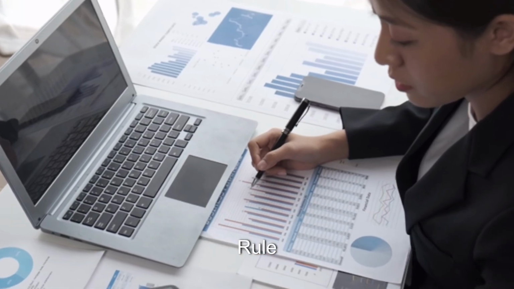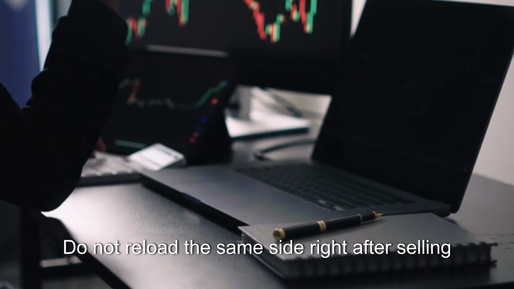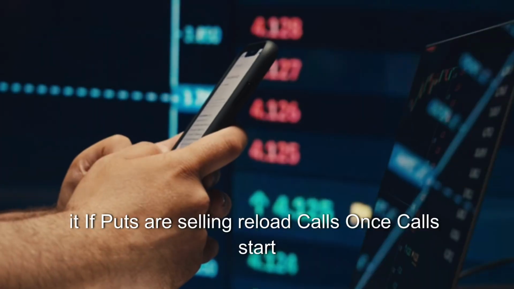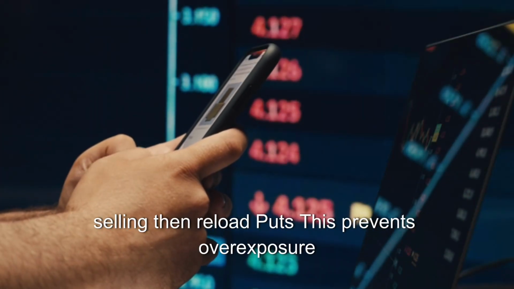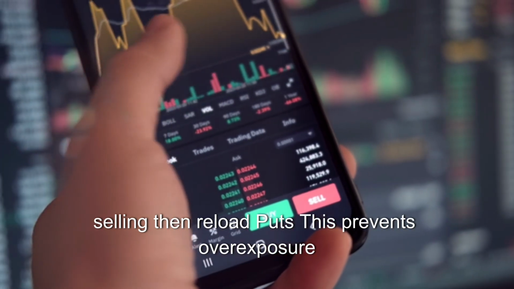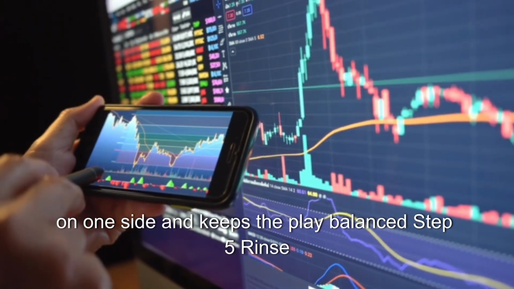Step 4. Replacement rule. Do not reload the same side right after selling it. If puts are selling, reload calls. Once calls start selling, then reload puts. This prevents overexposure on one side and keeps the play balanced.